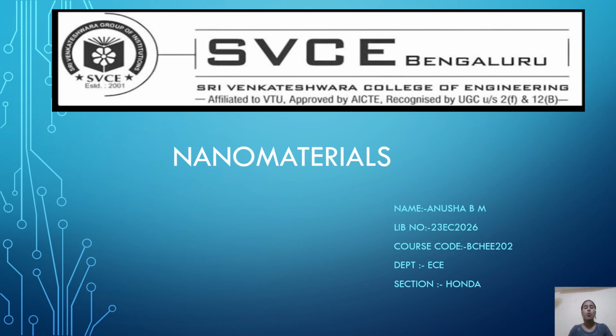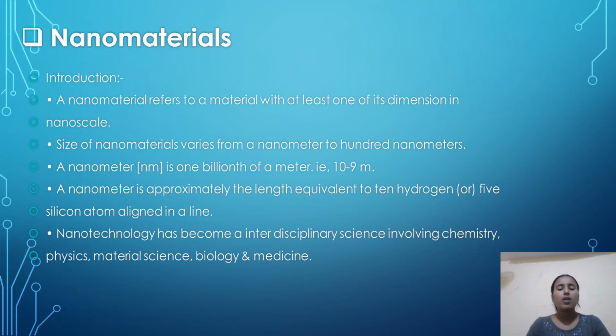Now I am going to give a small presentation about nanomaterials. Introduction about nanomaterials. A nanomaterial refers to a material with at least one of its dimensions in nanoscale. The size of a nanomaterial varies from a nanometer to 100 nanometers. A nanometer (nm) is one billionth of a meter, 10^-9 meter. A nanometer is approximately the length equivalent to 10 hydrogen or 5 silicon atoms aligned in a line.